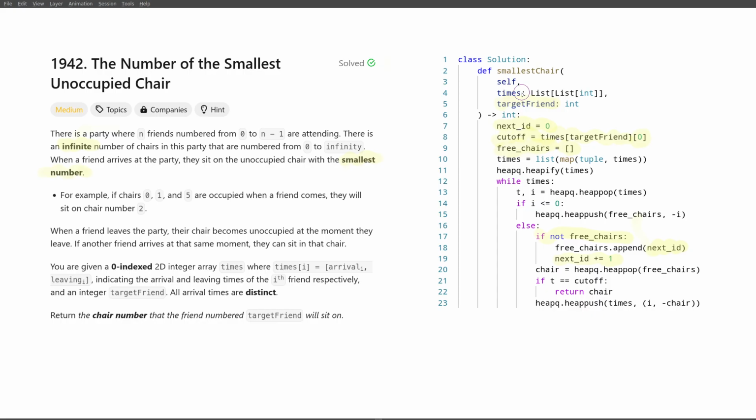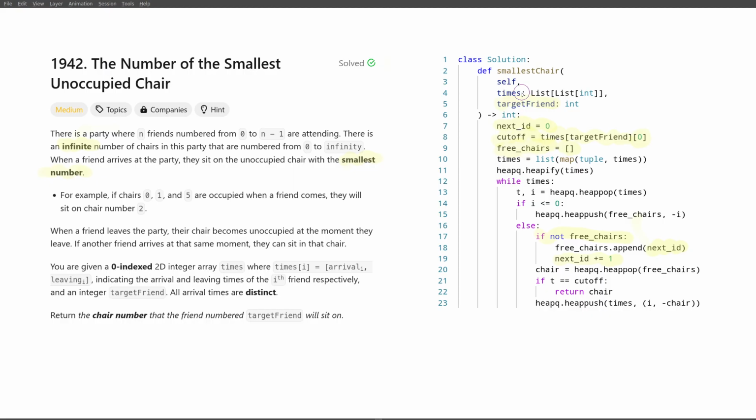The times that people leave should be processed before times when people arrived, if those times are equal. And we can do it either by sorting, and if you maintain the number of a chair for a given person in a separate array, then you can use sorting. Sorting is probably a bit better than using a heap. Or we can just use a heap.